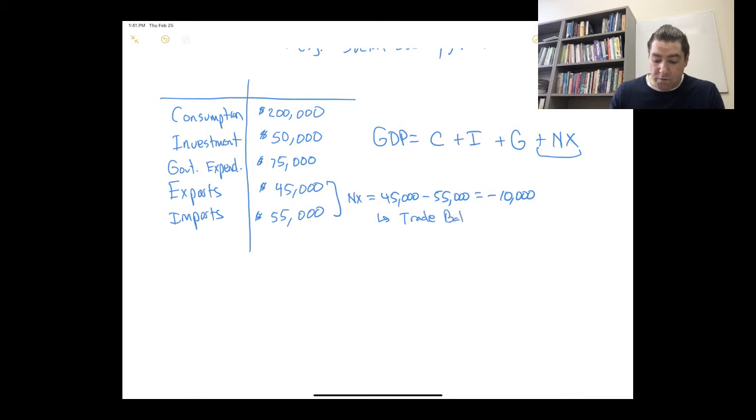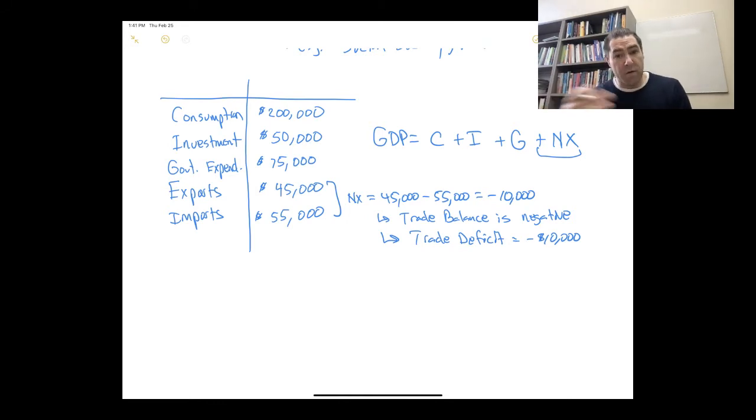So notice, there are several ways I could refer to this. The trade balance is negative, which would mean that we have a trade deficit of 10,000, right? So the deficit part tells me that it's negative, so I don't really need the negative. The trade balance is minus 10,000, which amounts to a trade deficit of 10,000. If it was positive, the trade surplus would be 10,000, right?